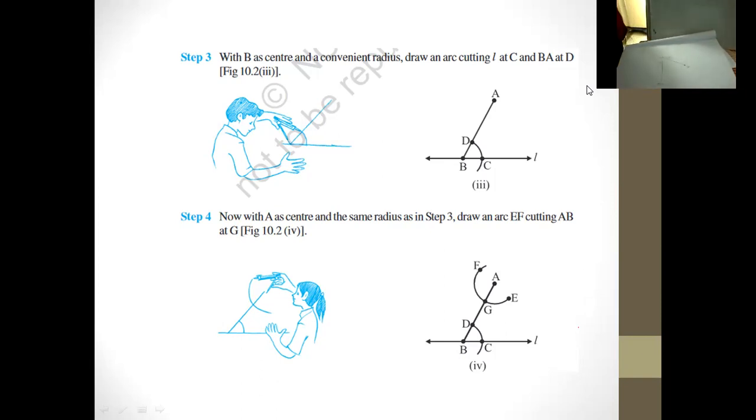Okay. Then after that, what we can see is the fourth step is saying that now we have to take A as a center and the same radius as in step 3, draw an arc EF.